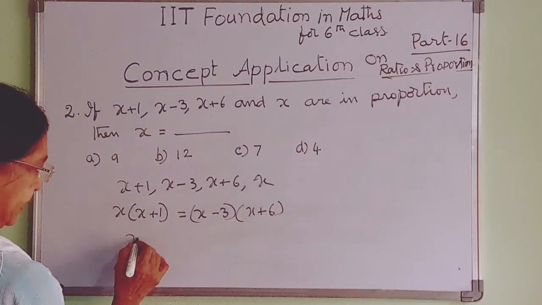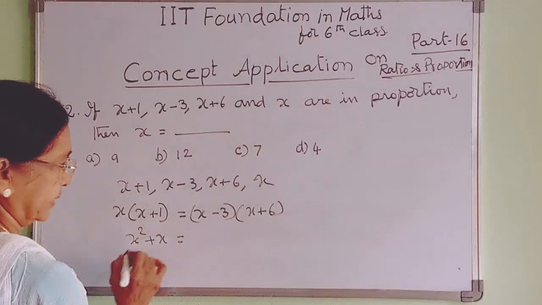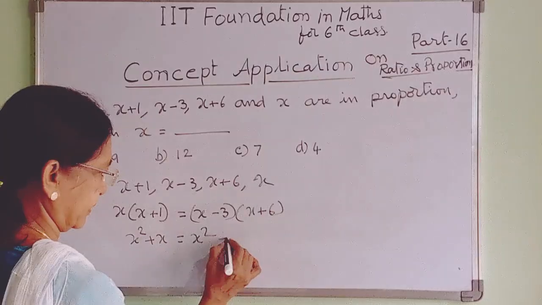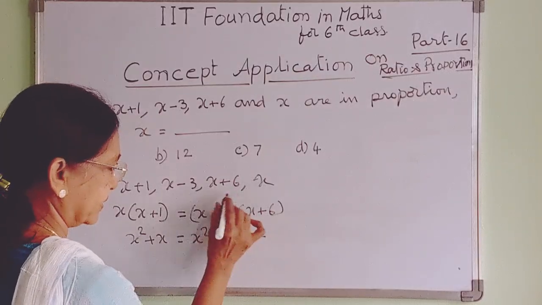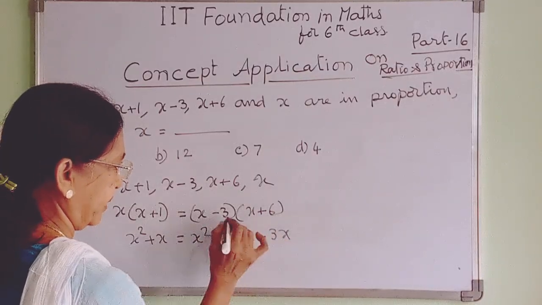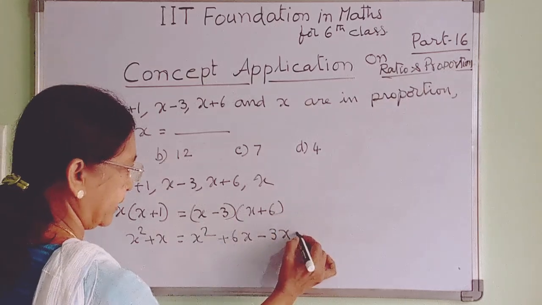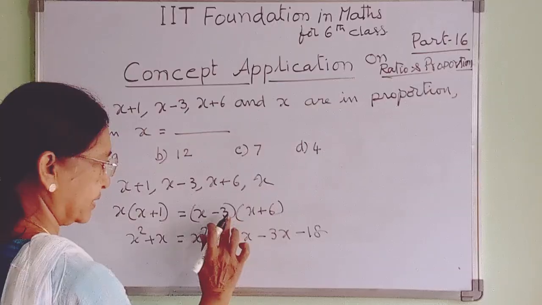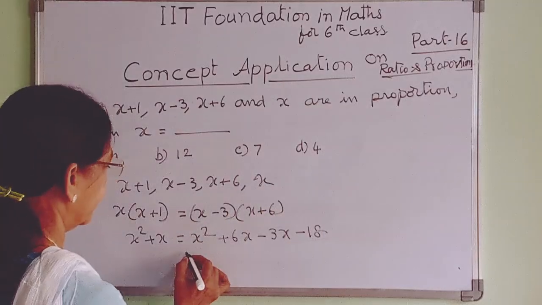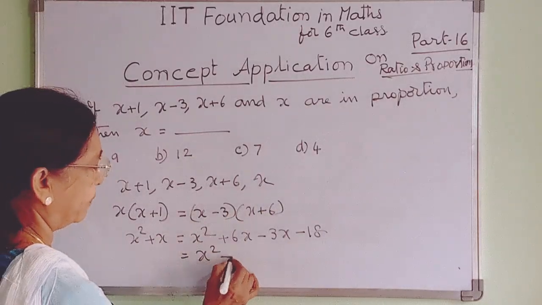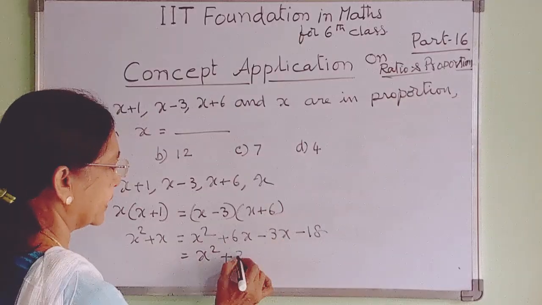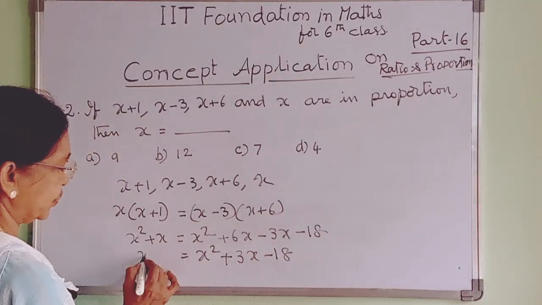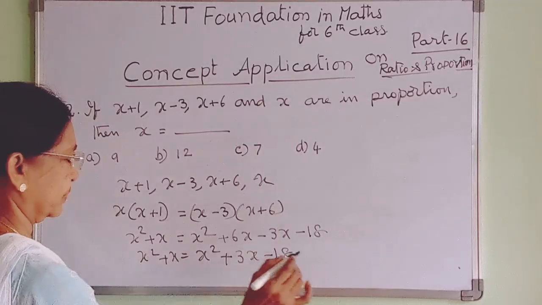So this is X square plus X, and this is X into X, X square, X into 6, 6X, minus 3 into X, minus 3X, minus 3 into 6, minus 18, because minus into plus is minus. So this is equal to X square plus 6X minus 3X minus 18. Therefore, X square plus X is equal to this.